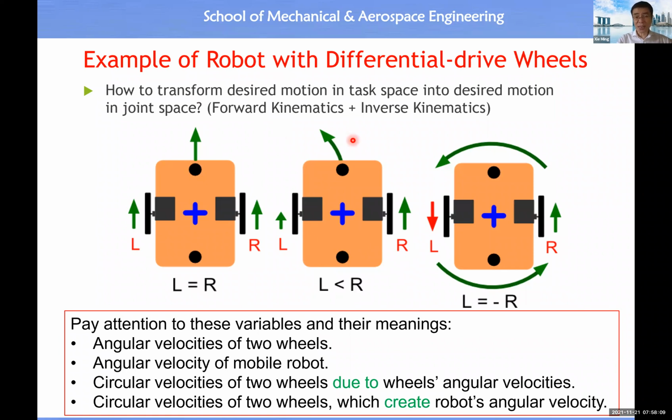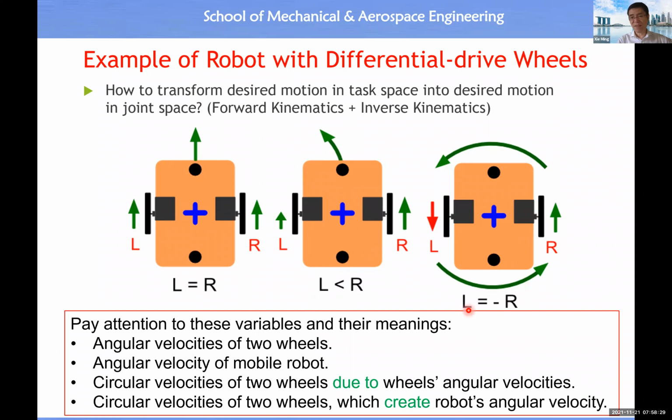When this rotates, it means what? The body of the robot will have an angular velocity plus a circular velocity, right? And in this case, it is a typical example. So the robot will rotate about the axis which passes through the center of the robot.